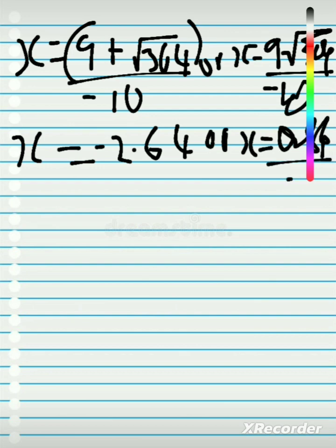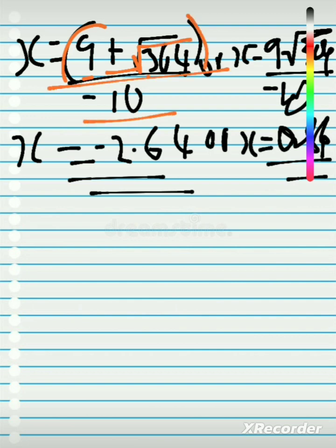If you're not getting these numbers, it means you're making a mistake somewhere. Now you punch your calculator. So the steps are open bracket 9 plus square root of 304 close bracket divided by negative 10.